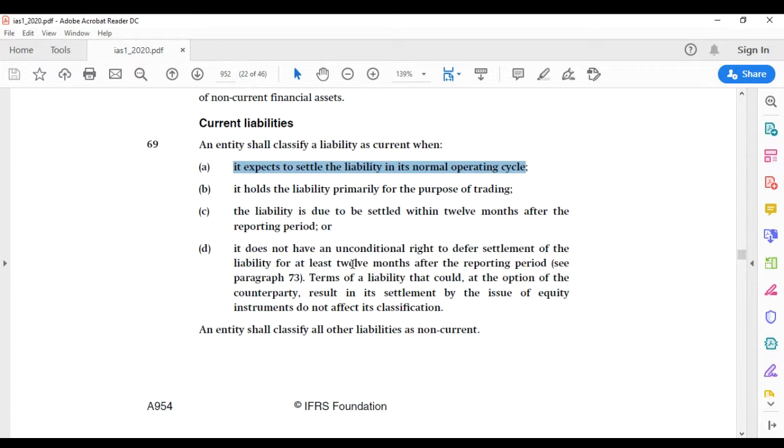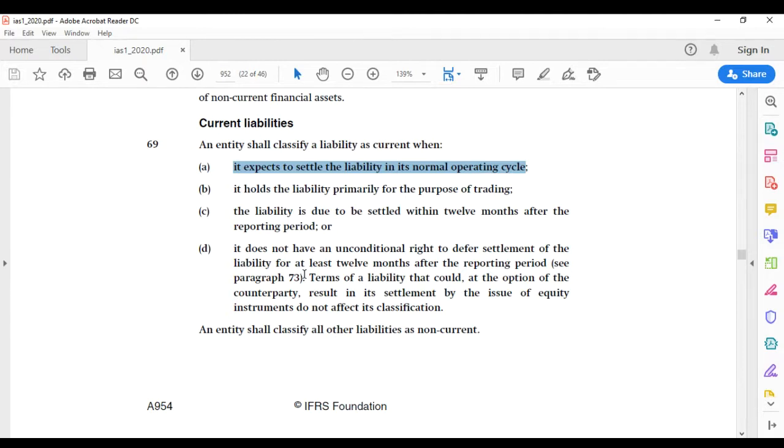Defer simply means to postpone it, right? So if they are able to postpone, unconditionally, the repayment or settlement of a liability for more than a year after the financial year end, it should be seen as a non-current liability. But if the company has got no power to defer or to delay the settlement beyond a year after the financial year end, then it is almost the same as situation C, where it must then be seen as a current liability.